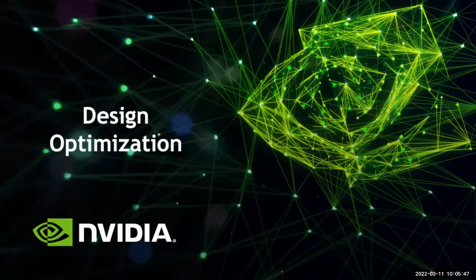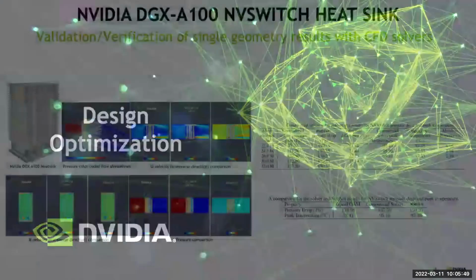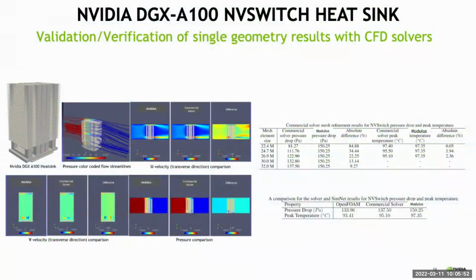Next, we look at design optimization. The example shown here is an NVSwitch heatsink for DGX A100. In the heatsink design, the objective is to minimize the peak temperature at the source while satisfying the maximum pressure drop constraint. It is necessary to meet the operating temperature requirements of the heat source on which the heatsink is mounted for cooling. Modulus results compare well qualitatively and quantitatively with a couple of well-known CFD solvers.